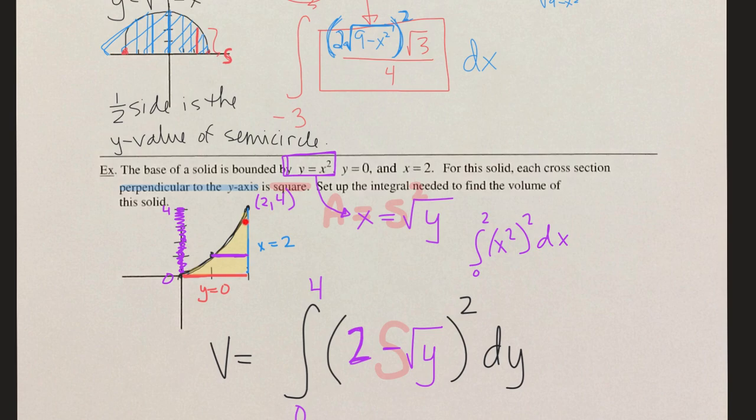So it's horizontal. We have horizontally, and it's a square. So the area of a square is side squared. The side length is the distance in between our curves, which is 2 minus whatever y value we have right there. And that's how we're going to figure that out.